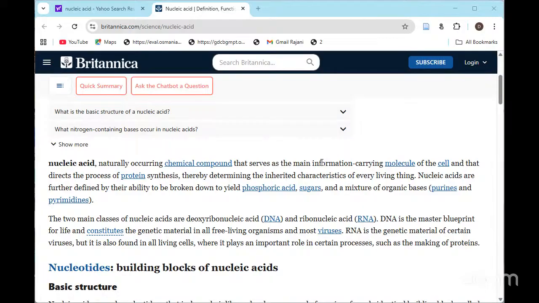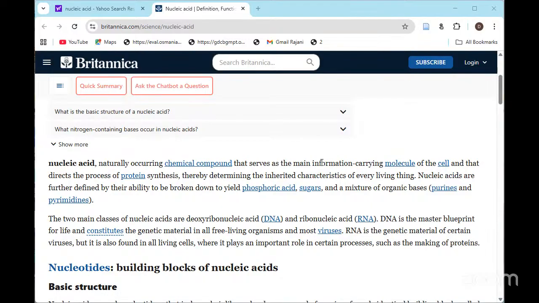That structure is called chromosomes, chromatin, or genes. Inside the nucleus, chromatin-like structures are there, and that chromatin is called the chromosomes. You can observe the nucleolus, chromosomes, and the nuclear envelope.